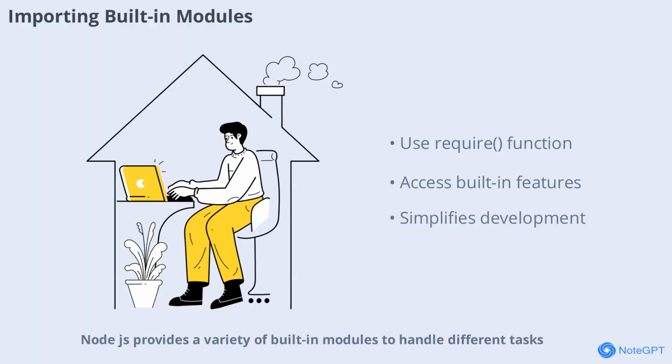Node.js provides a variety of built-in modules to handle different tasks. To use a built-in module, you simply require it at the top of your file. For example, const fs = require('fs') imports the file system module. This approach allows you to access powerful features without writing everything from scratch. Built-in modules cover everything from networking to file handling, making development faster and easier.